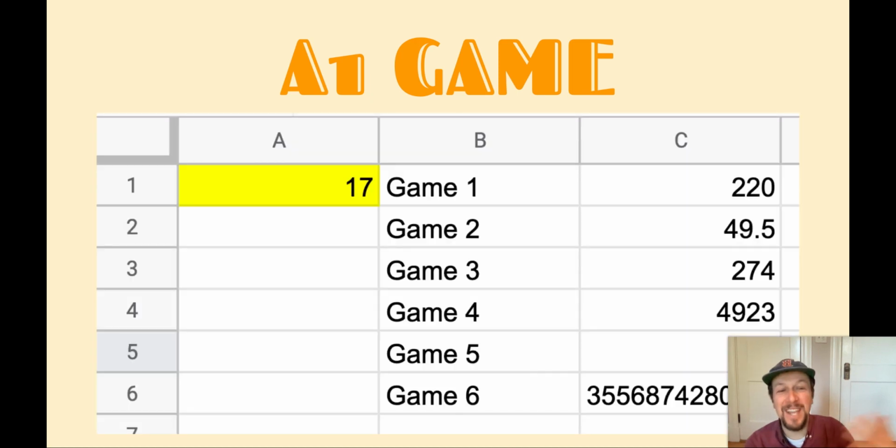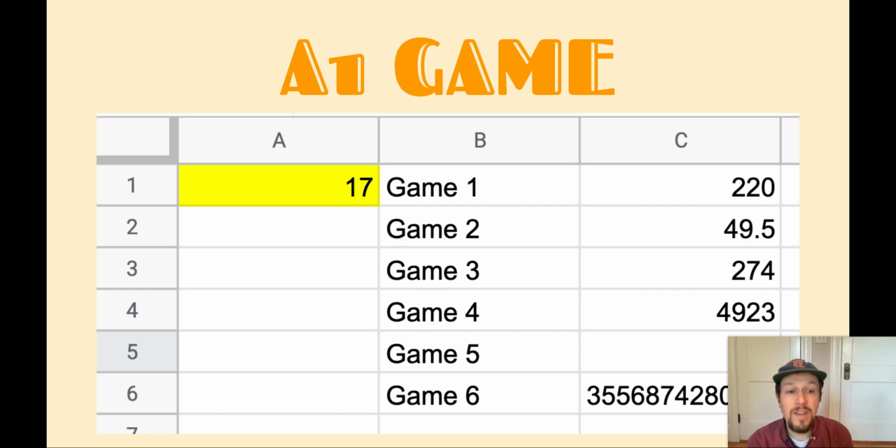So here's what the game is going to look like. It's called the A1 game because it's based around a spreadsheet. And in the game, what's going to happen is you can see in yellow right here, this cell that's highlighted. This is cell A1.